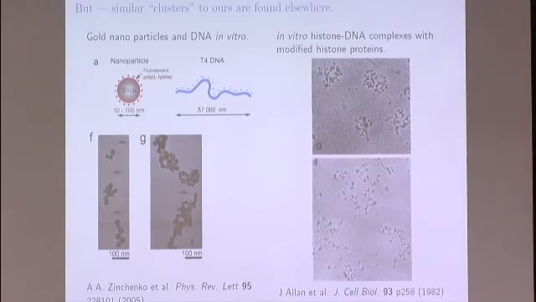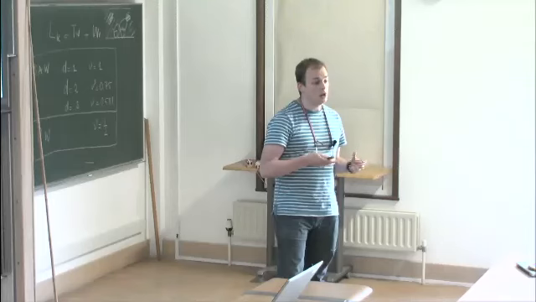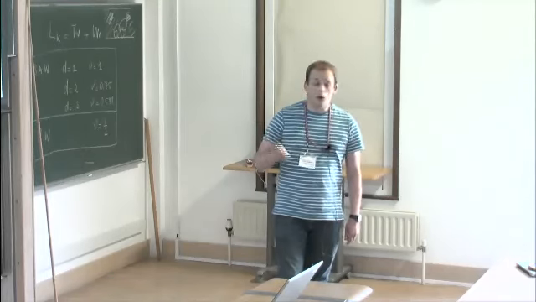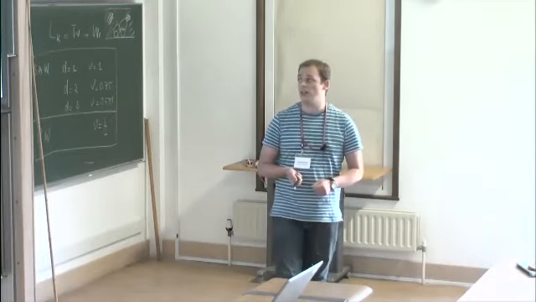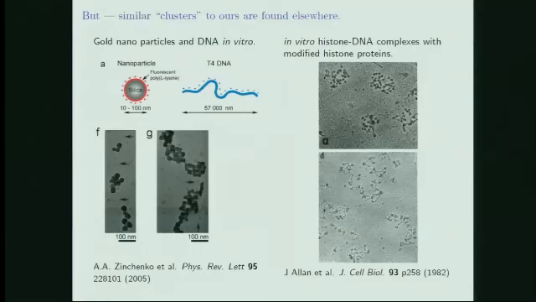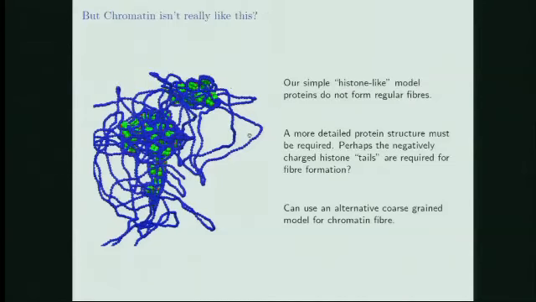Also, there have been some experiments done some time ago where they combine histone proteins with DNA in vitro, and if you use modified histone proteins, so the histone proteins have these long tails which extend out from the nucleosome core, and these were modified to cut these tails off, then you see these more globular-like clusters of histone-DNA complex forming. So again, that looks similar to what we see in our simulations.